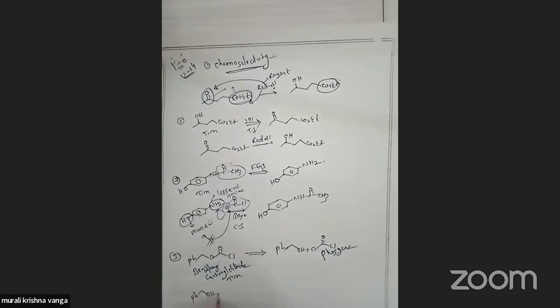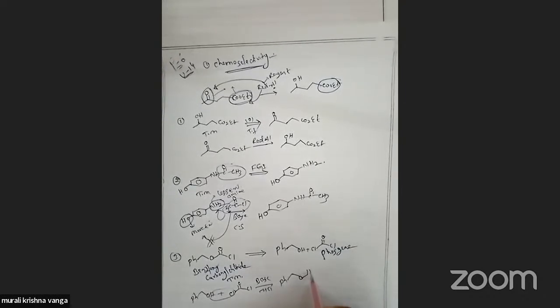The synthesis of this target molecule is from benzyl alcohol plus phosgene in the presence of base, with loss of HCl. Benzyl oxycarbonyl chloride is the product.